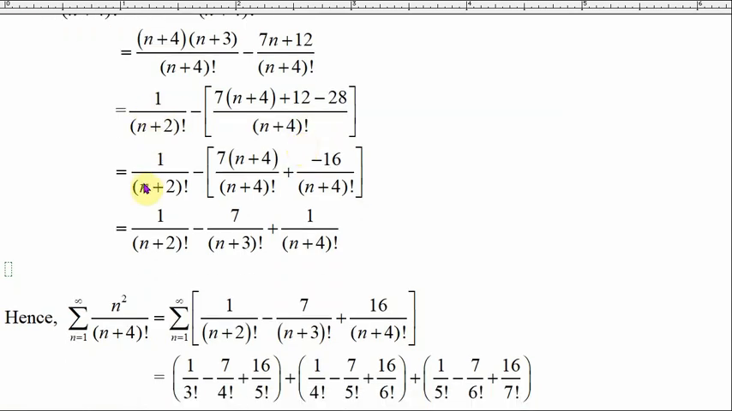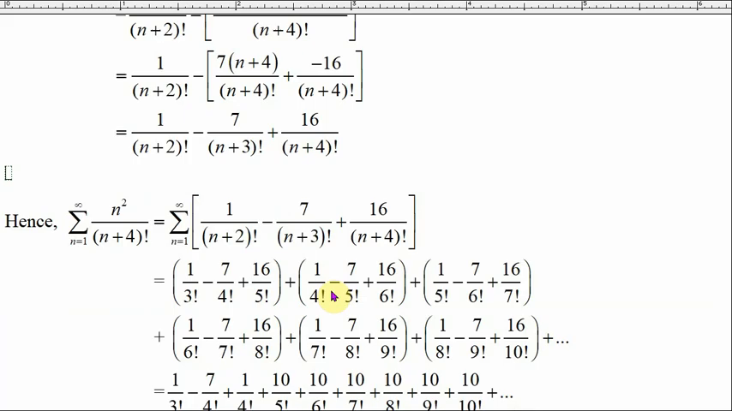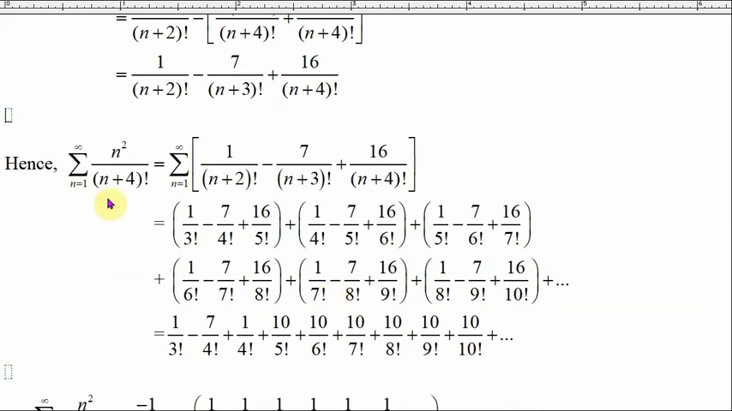So we get 1 over (n plus 2) factorial, and then this part here is 7 times (n plus 4) over (n plus 4) factorial, and then this is minus 16. And this is minus and minus, so we get plus 16 over (n plus 4) factorial. And so the original series with the expression n squared over (n plus 4) factorial, we can rewrite it as the series with 1 over (n plus 2) factorial minus 7 over (n plus 3) factorial and then plus 16 over (n plus 4) factorial.